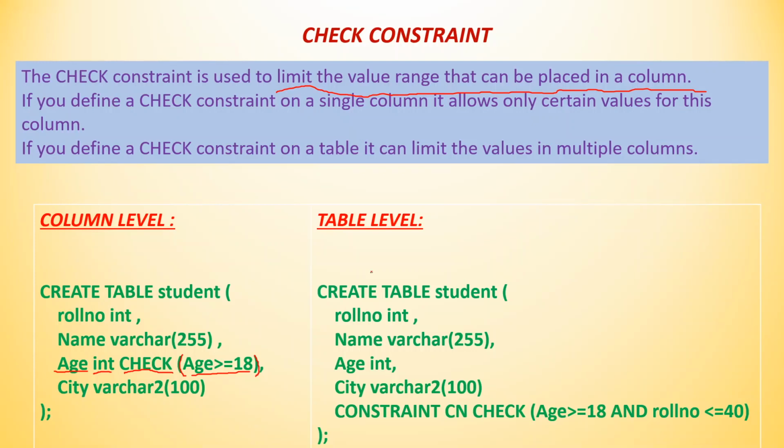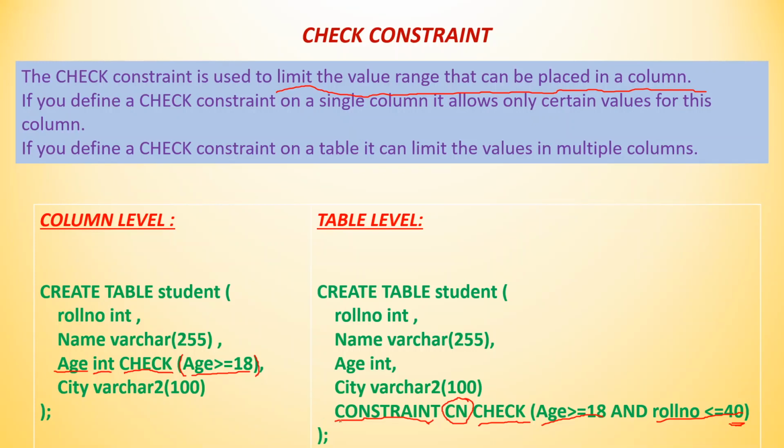It can be applied at table level also, the same method as we have done in primary key. See, constraint, this is the keyword. This is the name of the constraint, Cn. This is check, again a keyword. And here we are checking for two things. Age should be greater than or equal to 18 and roll number should be less than or equal to 40. For age, it will not take any value less than 18, and for roll number, your database will not accept any value which is more than 40. It will only take values which are less than or equal to 40.